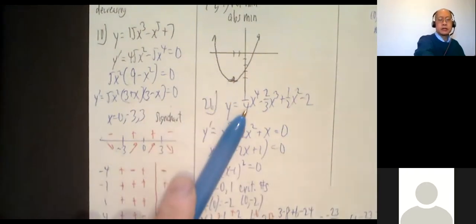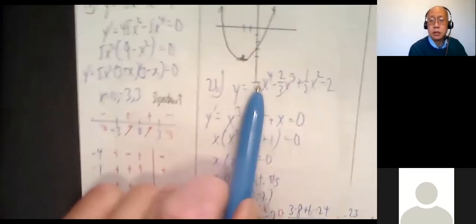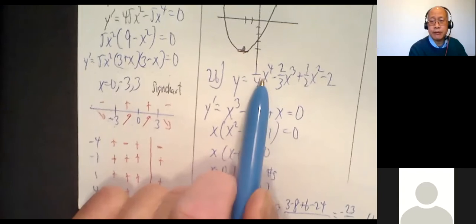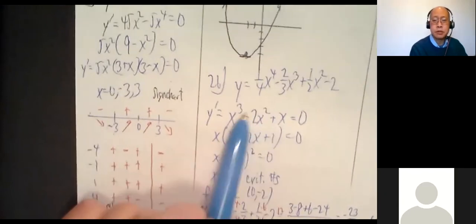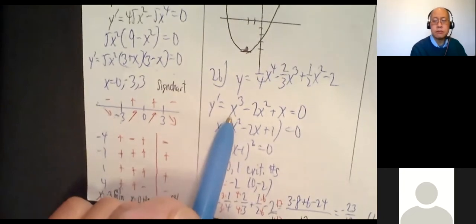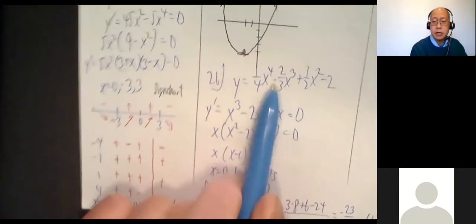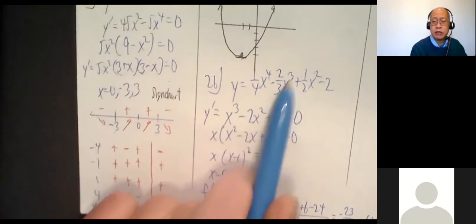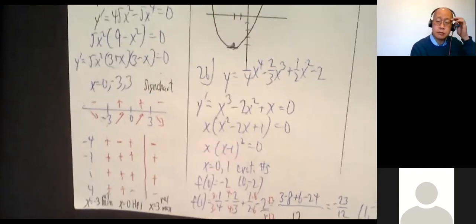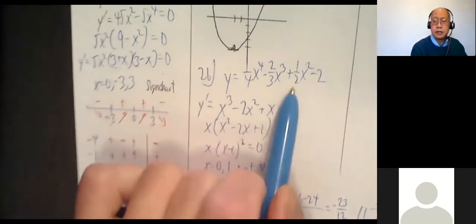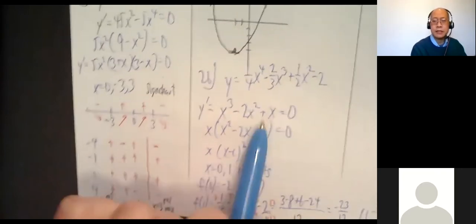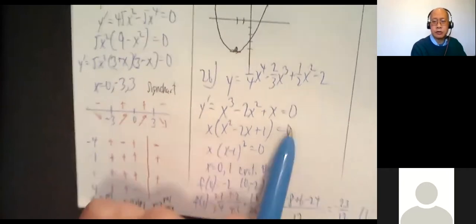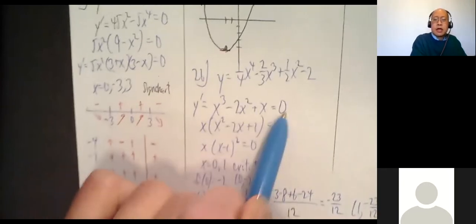Now, I don't like the fractions, but when you take the derivative, it actually comes out very nice. Because if you take the derivative, right, what's 4 times 1/4? 1. So 1x cubed. This is nice. Negative 2/3 times 3, 3 cancels out, minus 2x squared. This is nice. 2 times 1/2, 1x. And the derivative of negative 2 is 0. Okay, so here's the derivative, set it equal to 0.